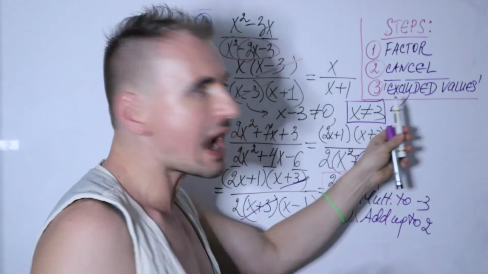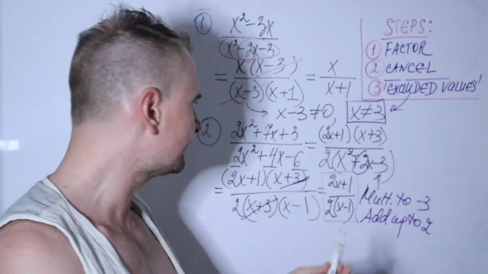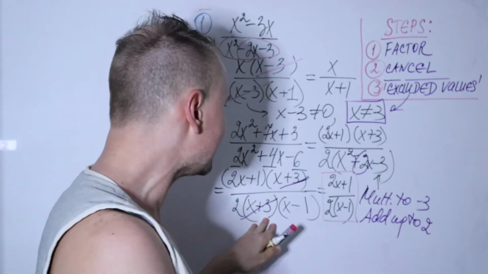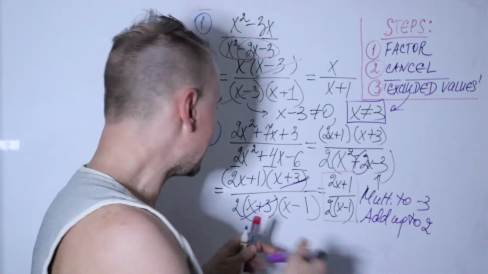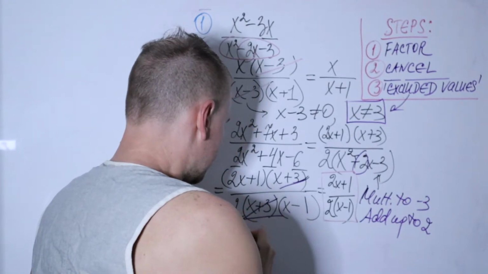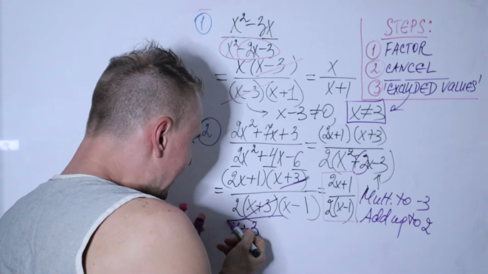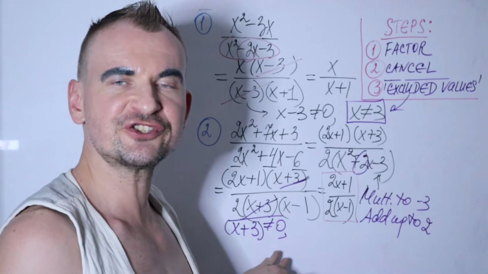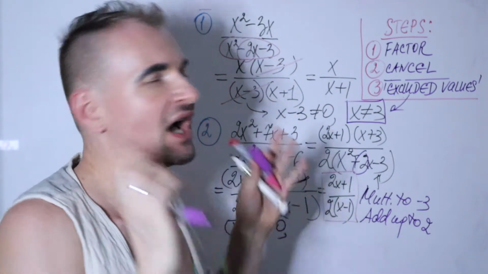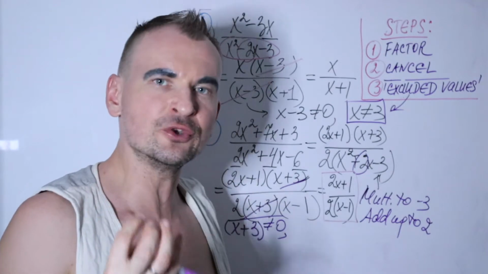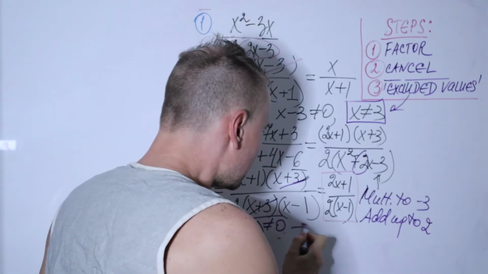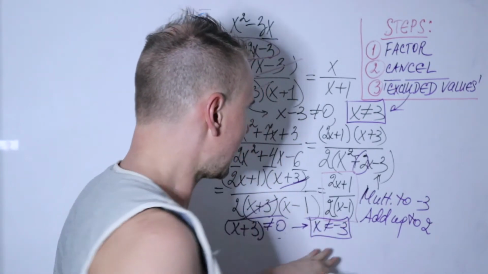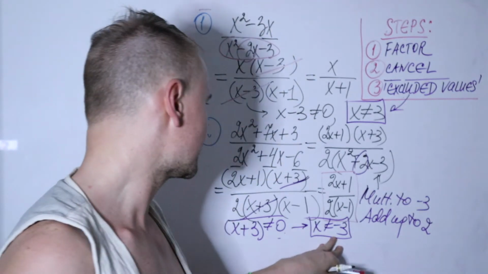But again, if you are asked to state the excluded values, as soon as you cancel x plus 3, this x plus 3 would create your division problem. So you take this x plus 3 and you set it not equal to 0. After solving this kind of equation, you would come up with your excluded values. So from here you would end up with x cannot be equal to -3. So x is not equal to -3.